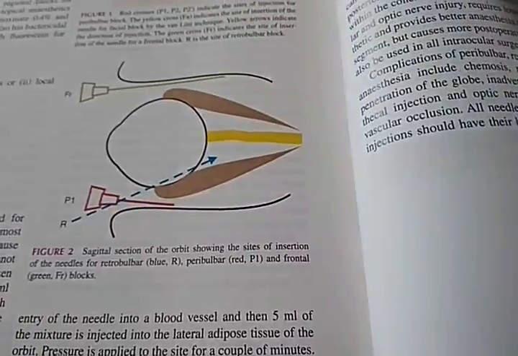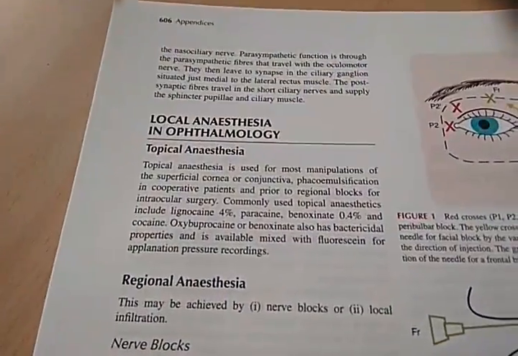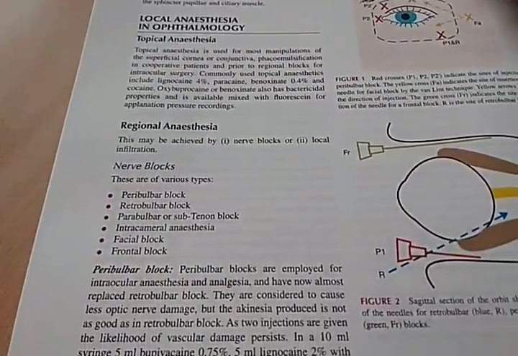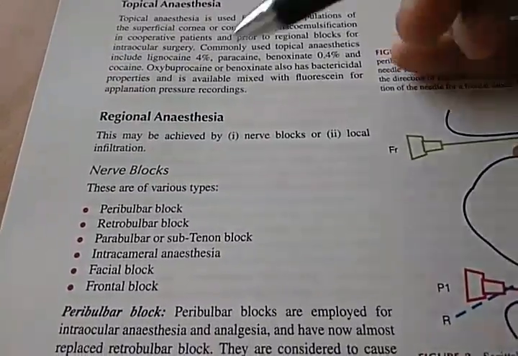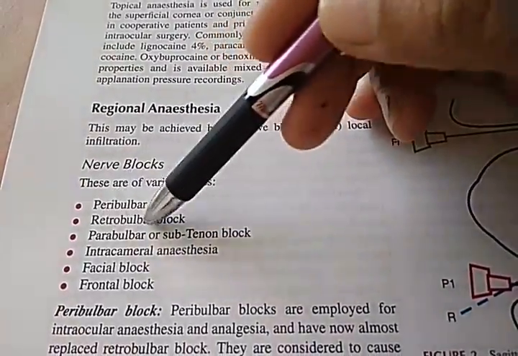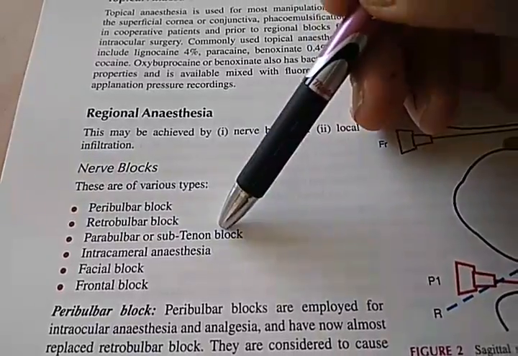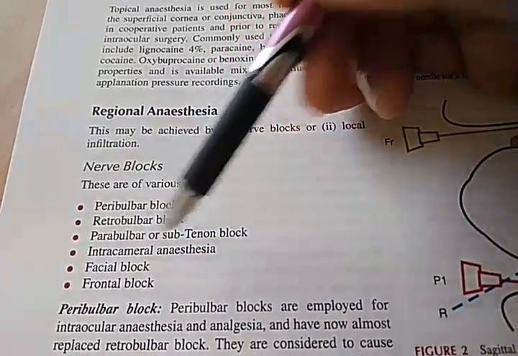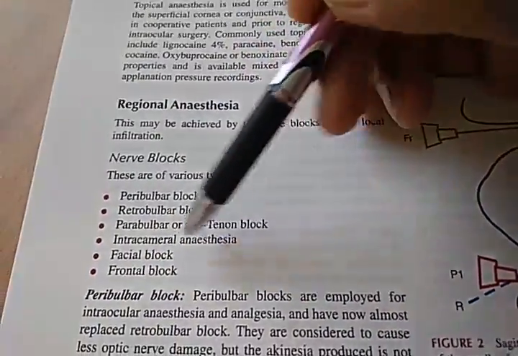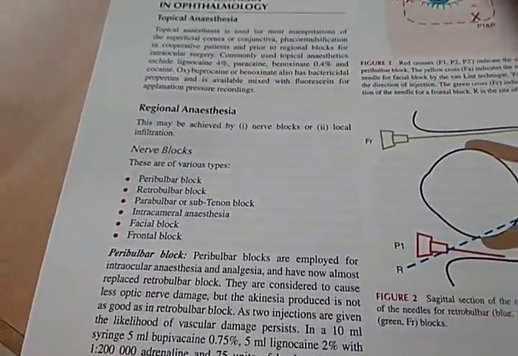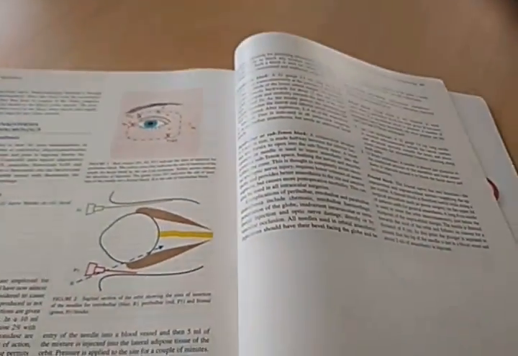P1 is peribulbar. What is it? It is anesthesia, where you give the anesthesia. Okay. So you have different types of anesthesia: peribulbar, retrobulbar, parabulbar, subtenon block. Subtenon is also called parabulbar. Okay. Intracameral anesthesia, facial block, frontal block, all these different types you can say for your viva if they ask.